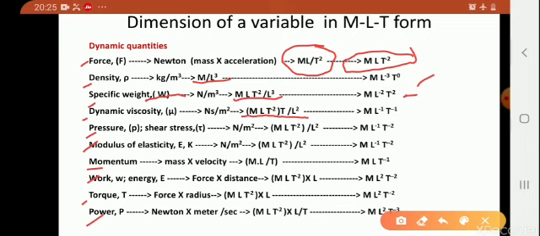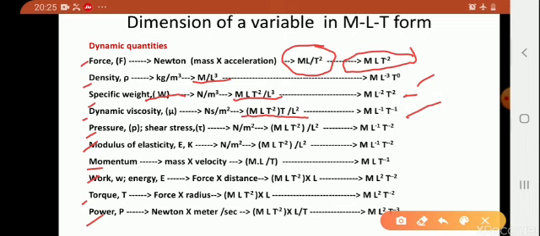Later we simplify this by rearranging, bringing the denominator quantity into the numerator, and you will get this one. You can take a piece of paper and work it out, and you will get the dynamic viscosity. The MLT form is M L raised to minus 1 T raised to minus 1.